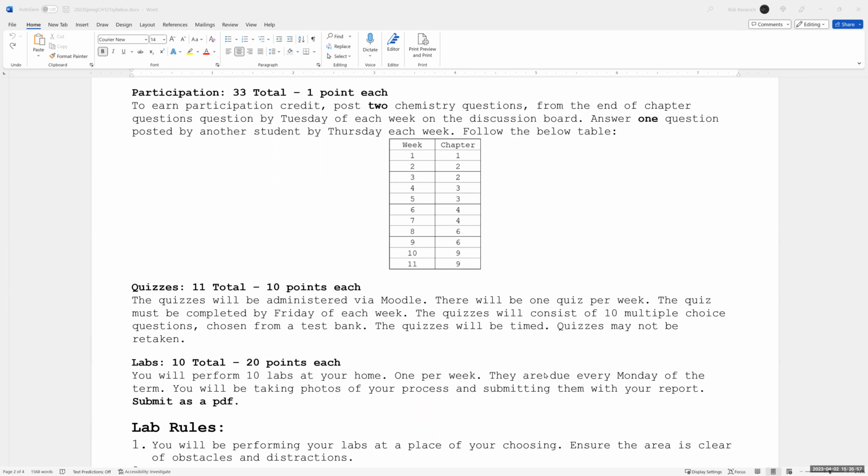And you can click into the quizzes before you take them and see exactly what's going to be happening and what chapters the quiz will be talking about. The labs are 20 points apiece. You're going to be doing those at home. You're going to have 10 labs.